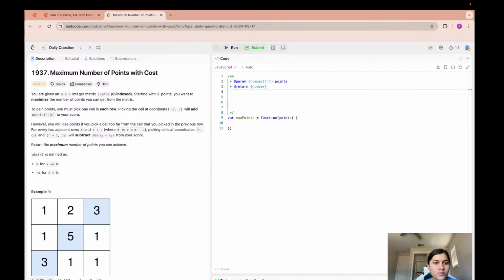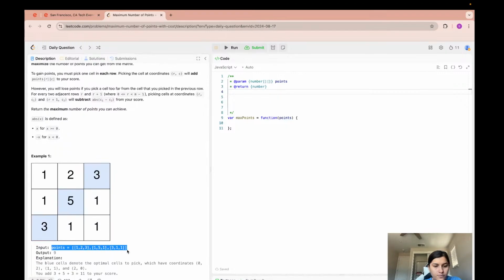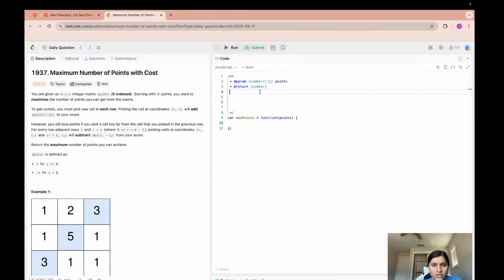1937, maximum number of points with cost. You are given an m times n matrix. So I'm given this matrix, points, 0-indexed. Starting with 0 points, you want to maximize the number of points you can get from the matrix. Okay, number of points.